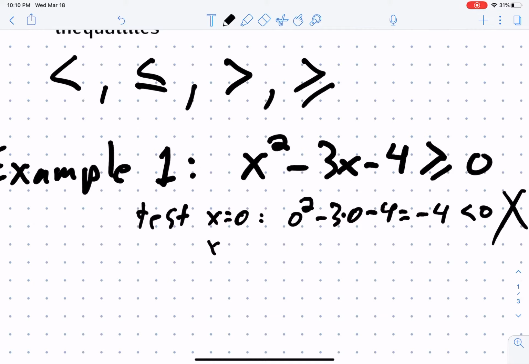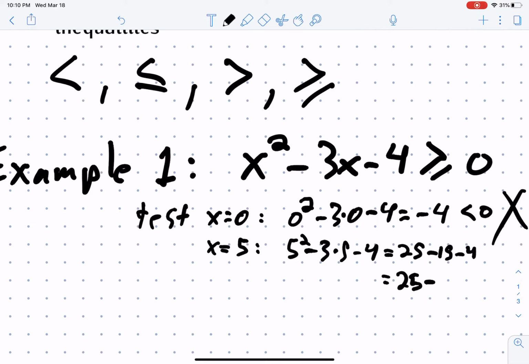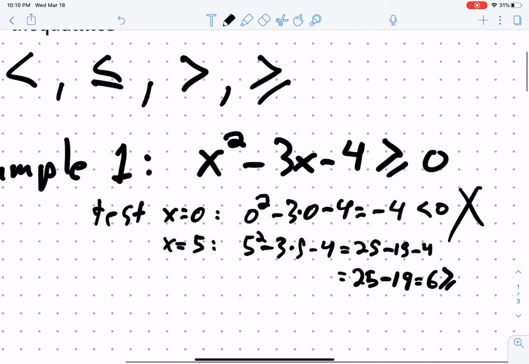Let's try testing something else. So for example, let's test x equal to 5. And here we get 5 squared minus 3 times 5 minus 4. And it gives us 25 minus 15 minus 4, which is equal to positive 6. And that one is indeed bigger than or equal to 0. So that means that 5, we are going to include it when we list our answers. That's definitely one that works.